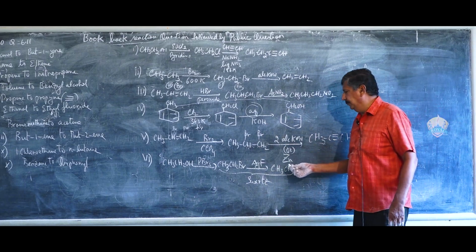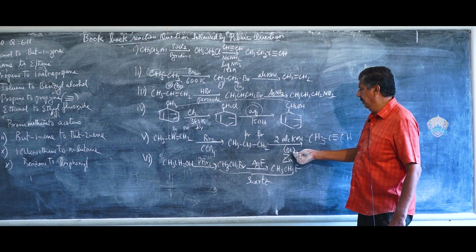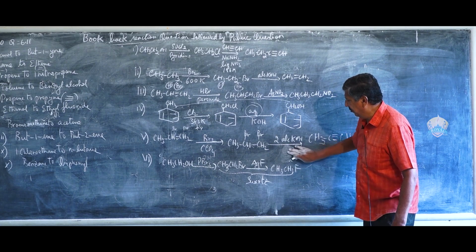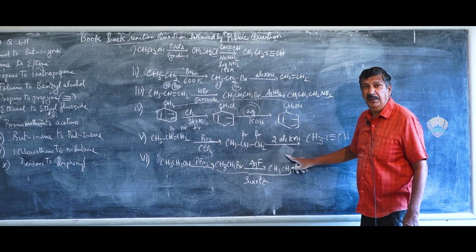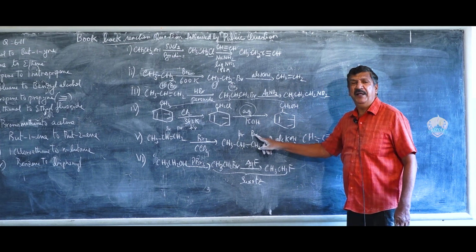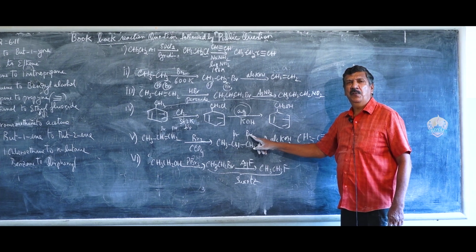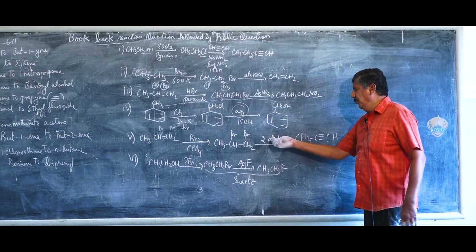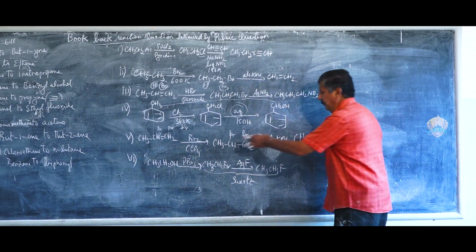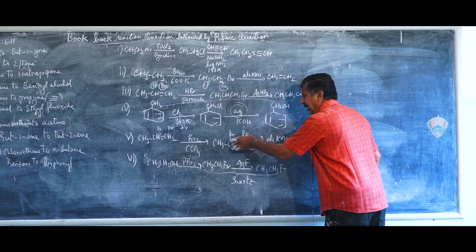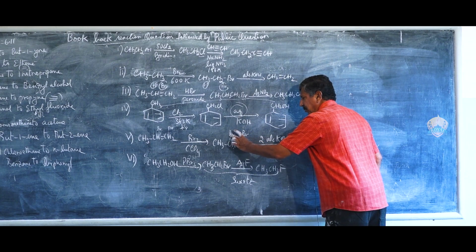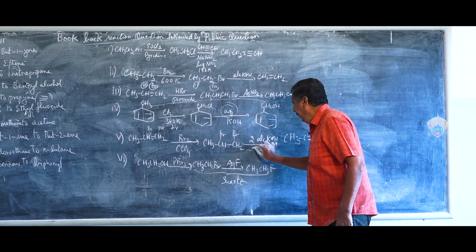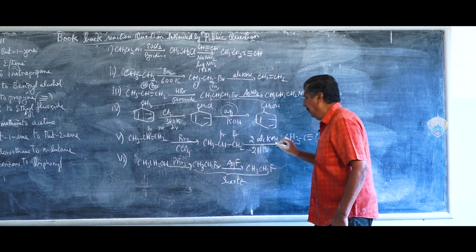Or you can use zinc. When you use zinc, what will happen? No, this cannot be used, this is the wrong one. When you use zinc, these two bromides will be eliminated, which means it only forms a double bond. So when you use two alcoholic KOH, one is for forming the double bond and one is for removing HBr to form the triple bond. So we are removing HBr two times.